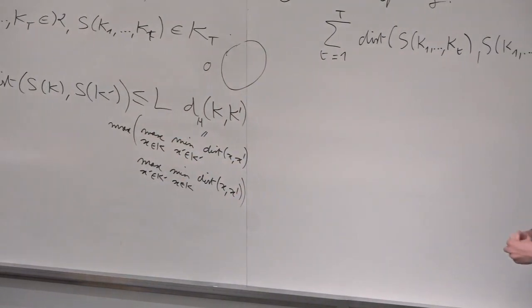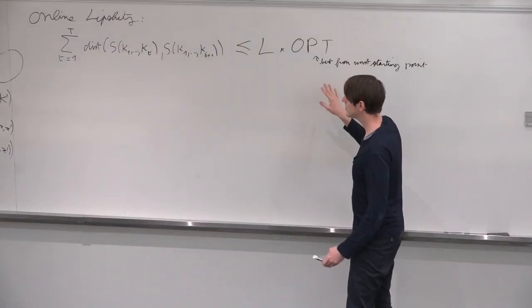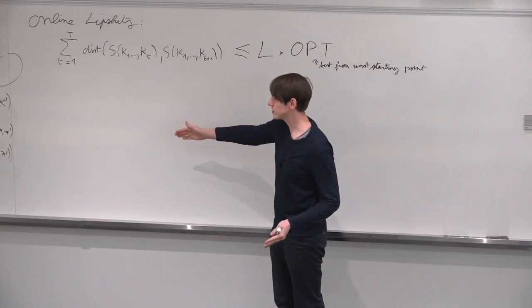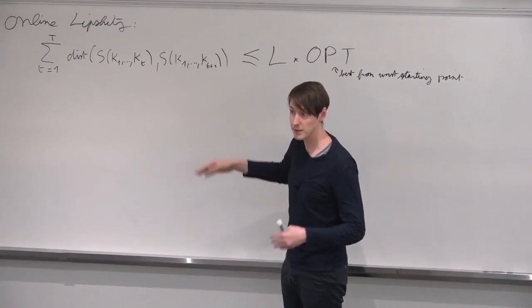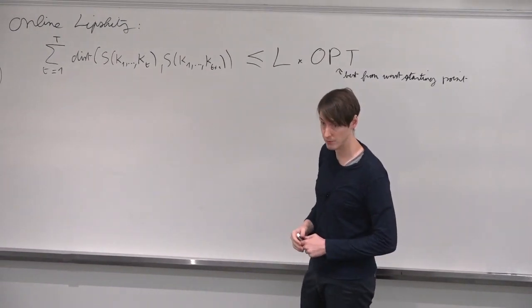But the definition of opt there doesn't use the Hausdorff distance. No. Opt is just the minimum over all sequences of points where each point is in each set, but with the worst starting point.